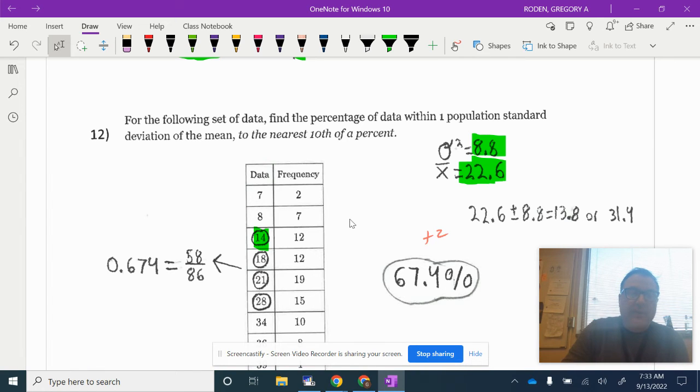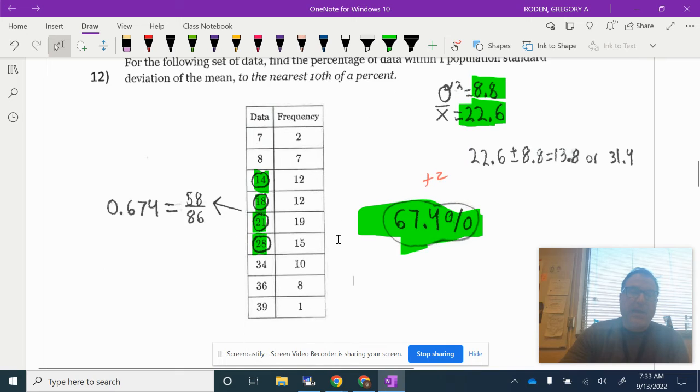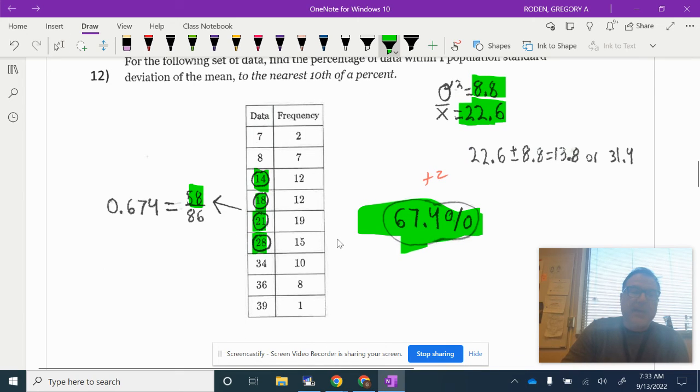So all of this data right here, and remember, all of this data is within one of the mean, because the mean is 22.5. So all of this is within one standard deviation of the mean, and you get 67.4 for that. Okay. So the way it is, there's 86 pieces of data, and 58 of them out of the 86 were within that one standard deviation of the mean. Okay. So there we go from there.